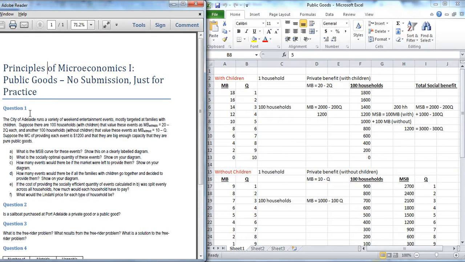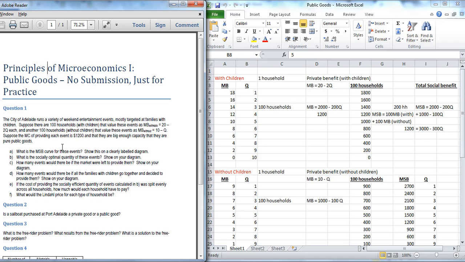So if you have a look at the questions that came up after week 12, the public goods questions. The first question, as you can see, is about the City of Adelaide running a variety of weekend entertainment events, mostly targeted at families with children. And the first part of the question says, what is the marginal social benefit curve for these events? And show this on a clearly labelled diagram.